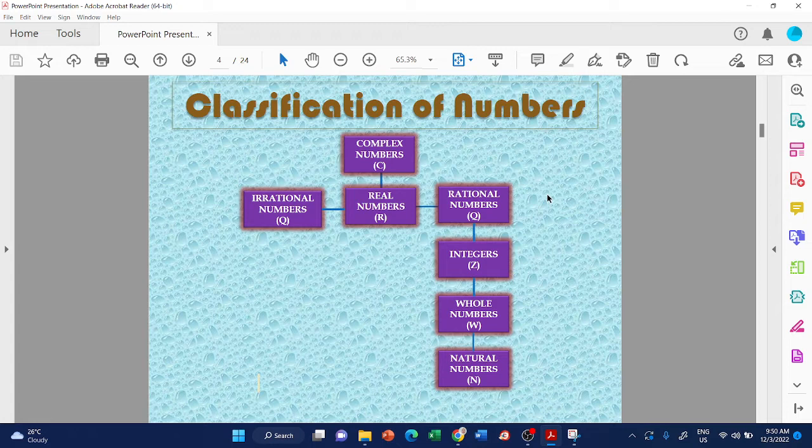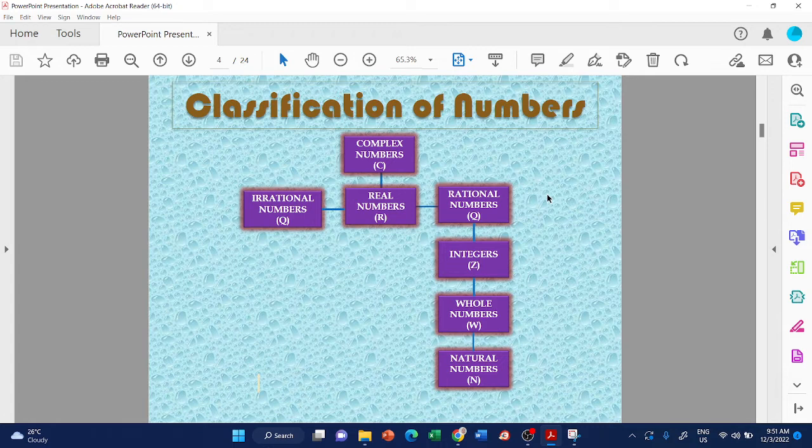Okay, and then let's say we have 0.5. Is 0.5 a rational number? Yes, because 0.5 you can change into a fraction such as 1 over 2, right? And so 0.5, or half, is a rational number.